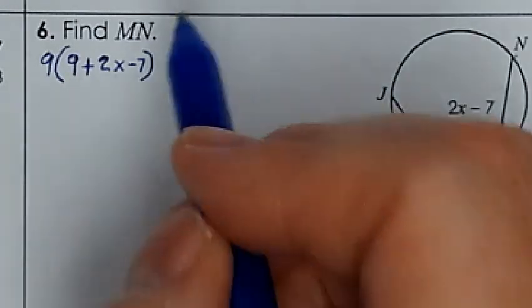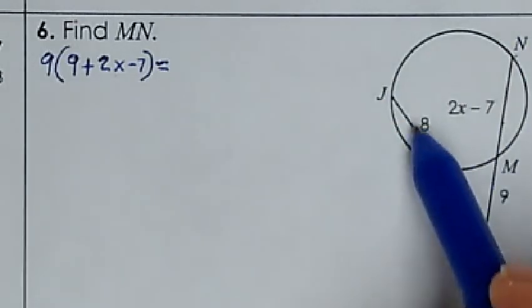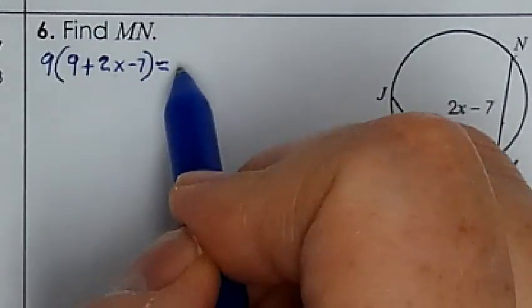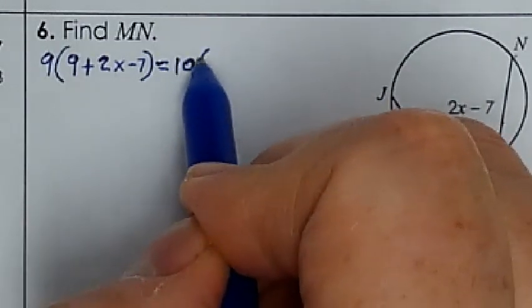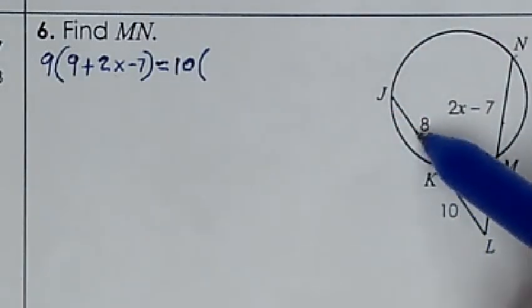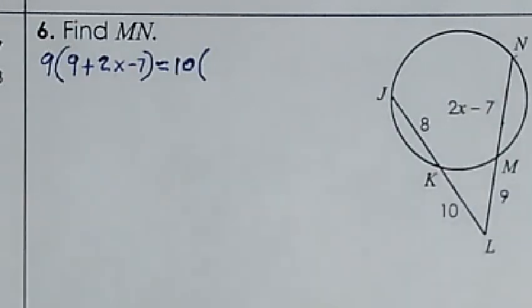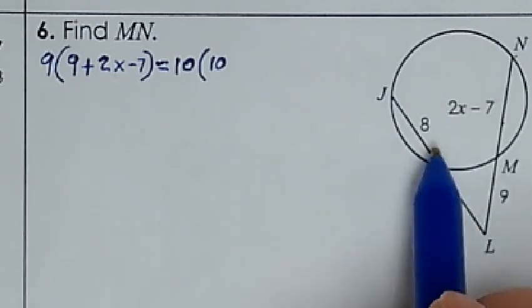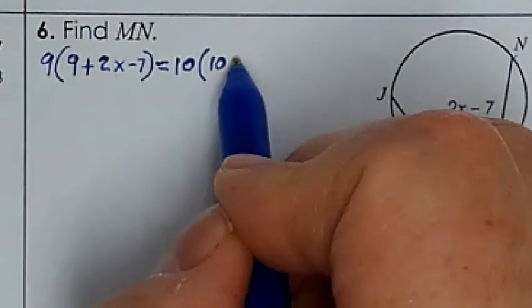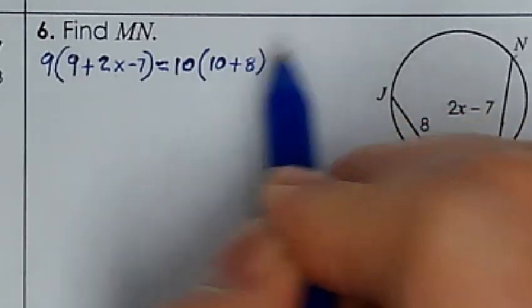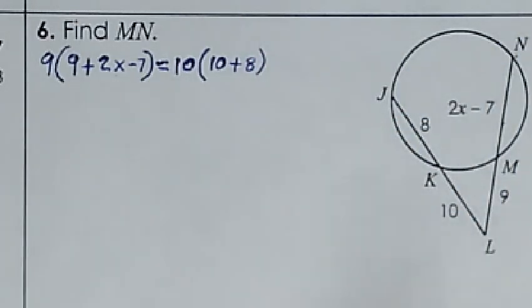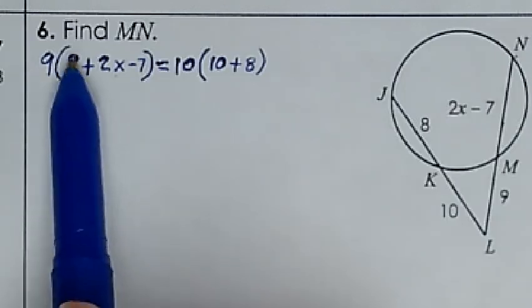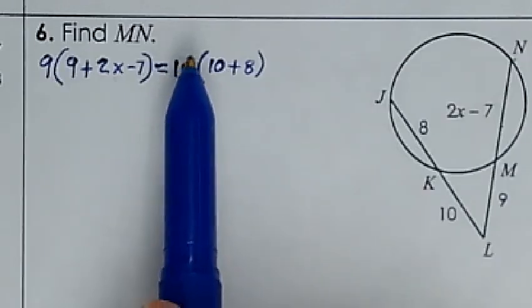What's the outside length of this secant? It's 10. And I'm going to multiply that by the sum of the outside with the inside. So the sum means add the outside length, which again is 10, plus the inside length, which is right here, plus 8. And you solve that like a regular equation. How many of you got that right? Raise your hand. How many of you see your mistake? Any questions with that? If you have a question, now's your time.